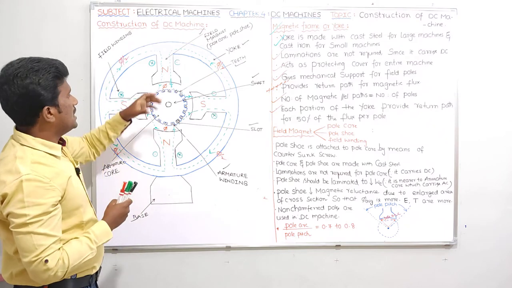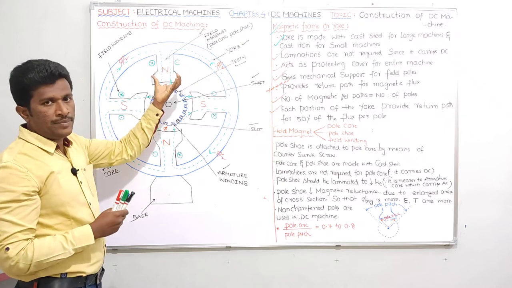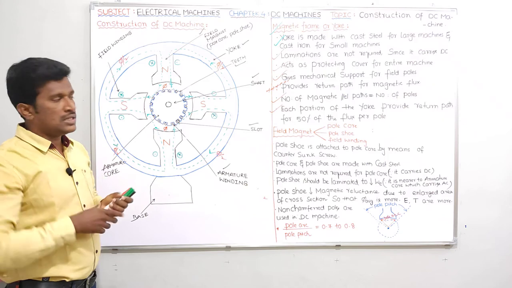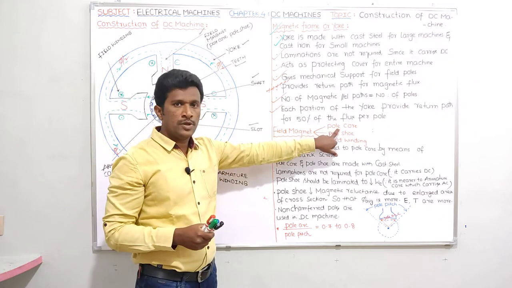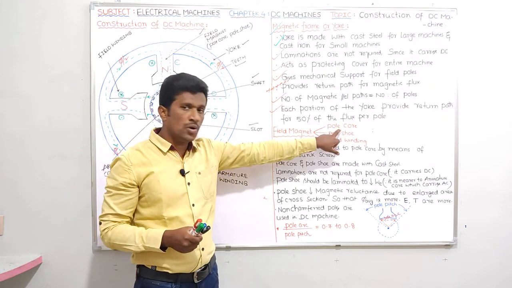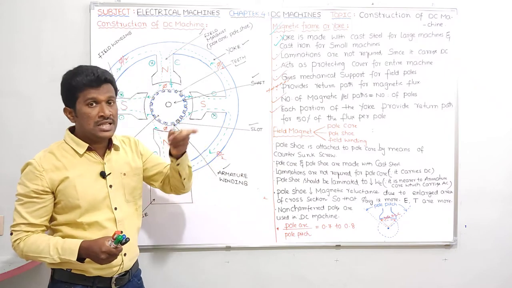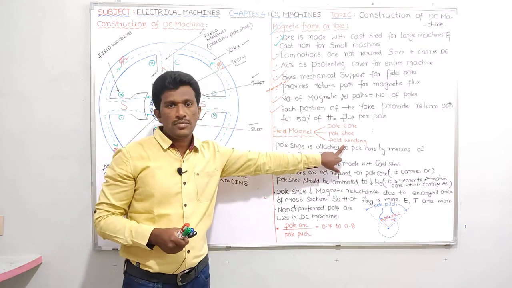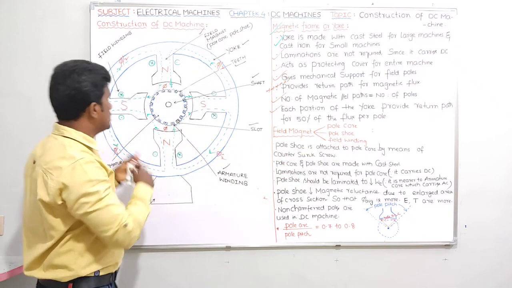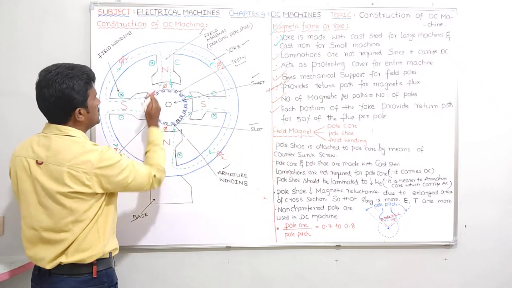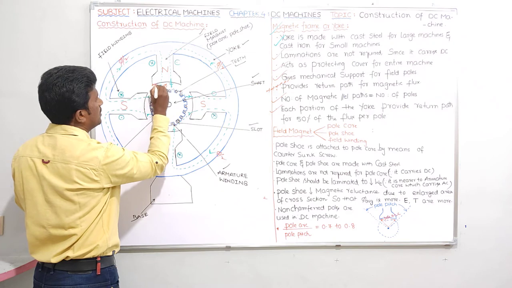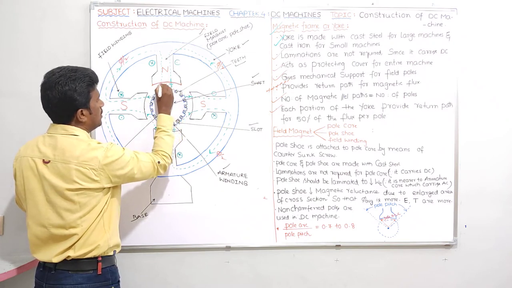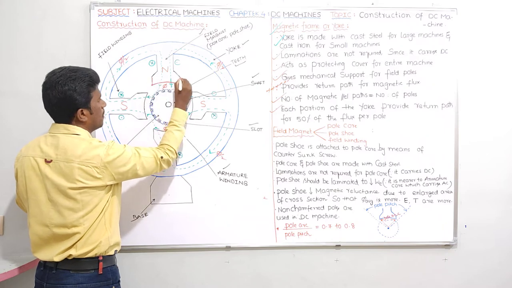Now let me explain about the field magnet. See guys, in this field magnet you have three things. The pole core, in which you have to provide some slots. In those slots you have to place the field winding. And the pole shoe. Pole shoe means this portion.